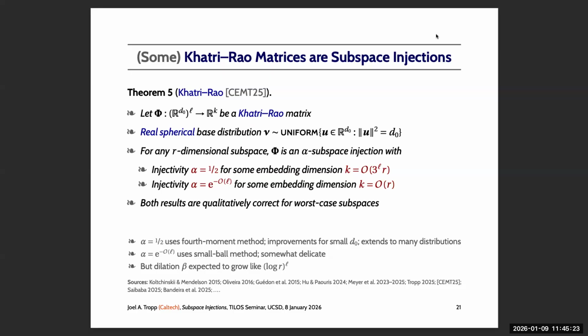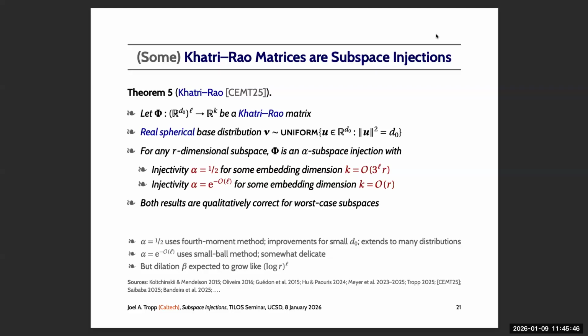Okay. So what we're seeing here is that we do see exponential behavior depending on the order of the tensor somewhere, either in the embedding dimension or in the injectivity. You're stuck with one of these phenomena. You can't get rid of it. So this is not an artifact of the proof technique. This is a real phenomenon that happens in the world.